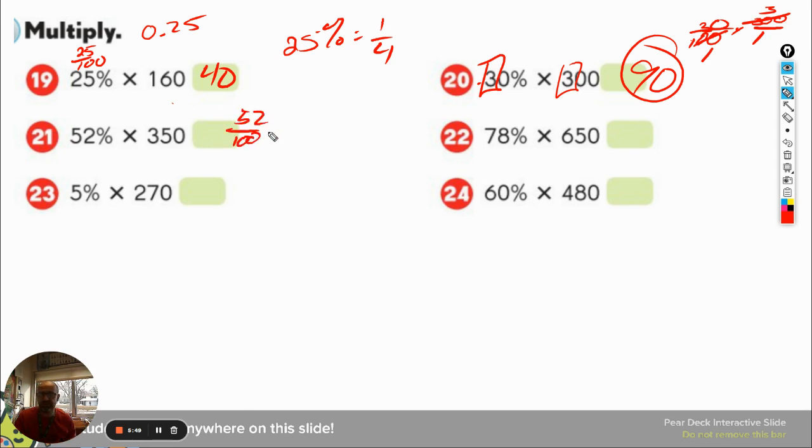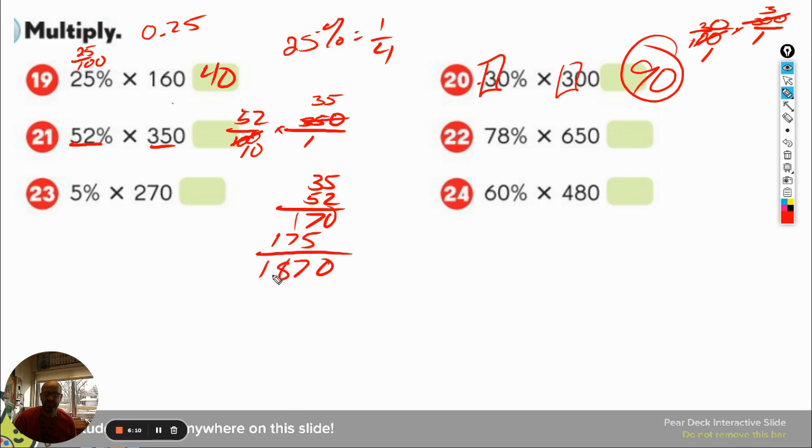52 hundredths times 350 over 1. Simplify that to a 10, simplify that to a 35, and you're literally doing 52 times 35. 35 times 2 is 70. 5 times 35 is 175, so 1,820 plus 50 is 1870.